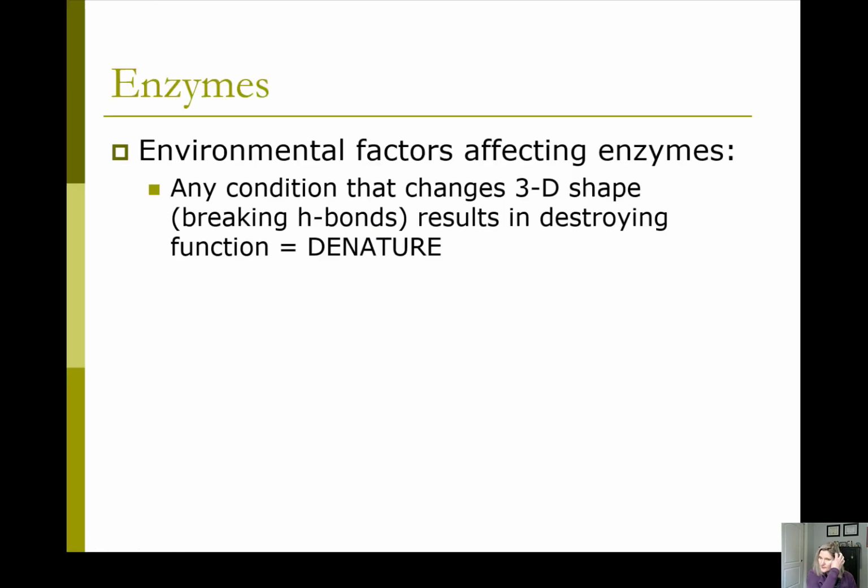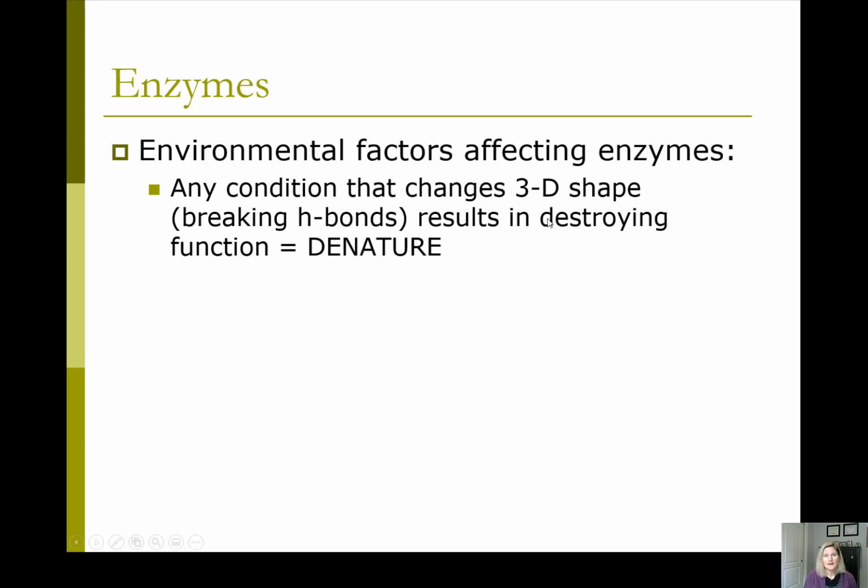And then the video talked about how, since that enzyme is such a specific shape, any changes in that shape can cause the enzyme to no longer be able to catalyze a reaction because it changes that active site. So if the active site is different, then the substrates can no longer bind to it. So that's that term denature, where the enzyme has changed its shape and thus it doesn't work anymore.